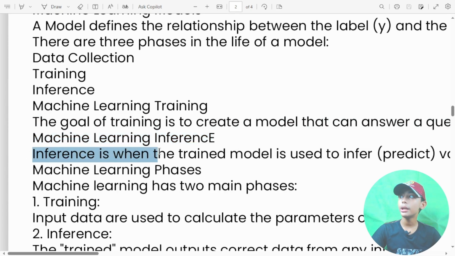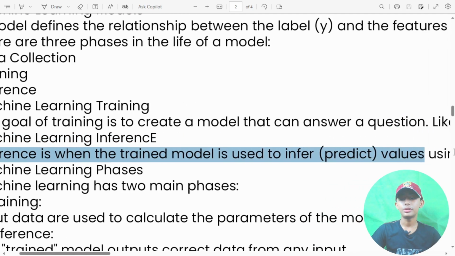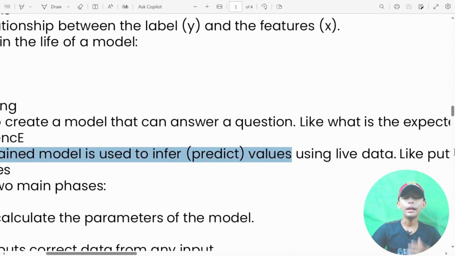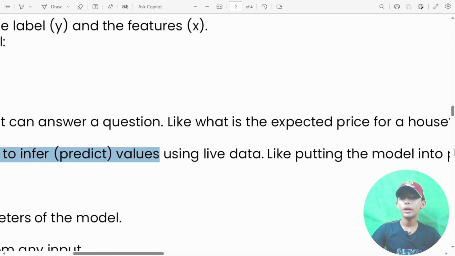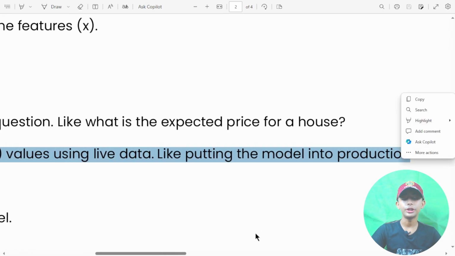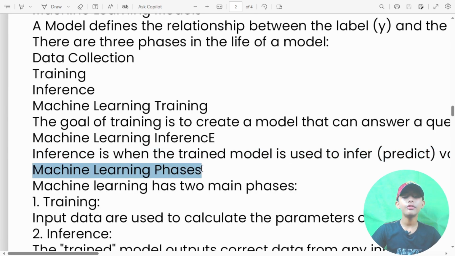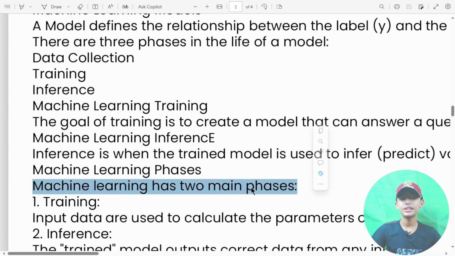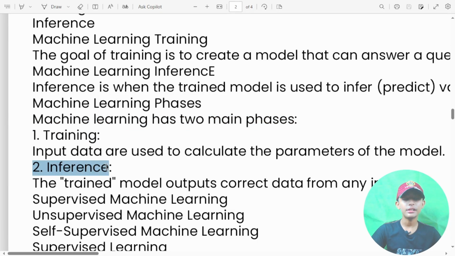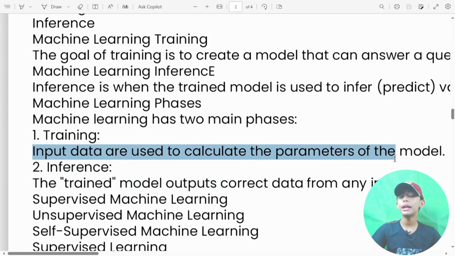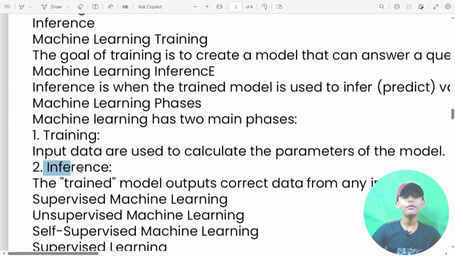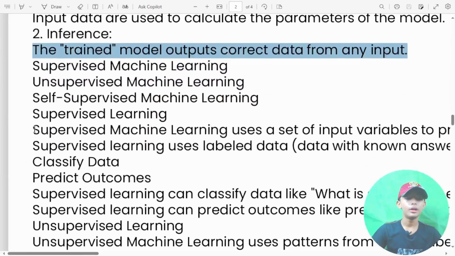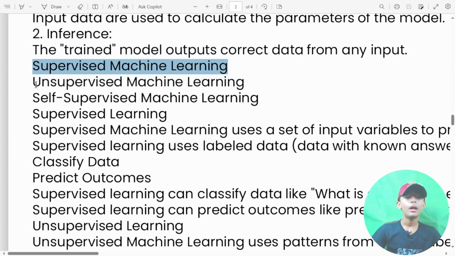Machine learning inference. Inference is when the trained model is used to infer, to predict values using live data, like putting the model into production. Machine learning phases. Machine learning has two main phases: training and inference. Training: input data are used to calculate the parameters of the model, and inference: the trained model outputs correct data from any input.